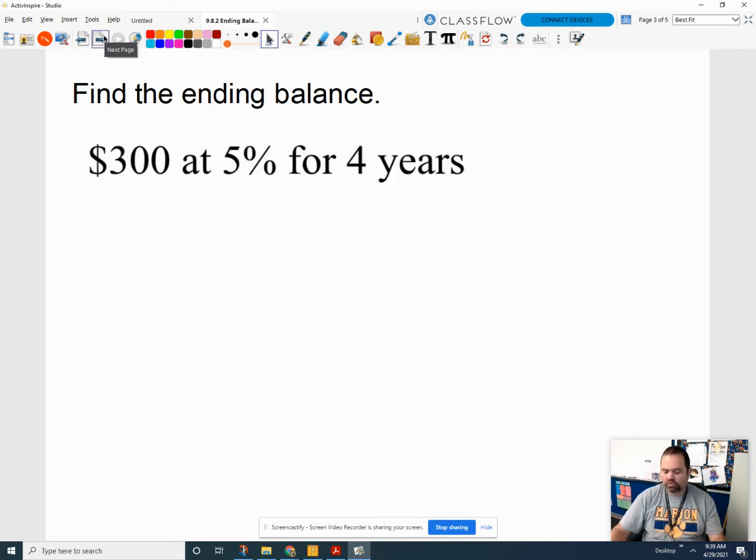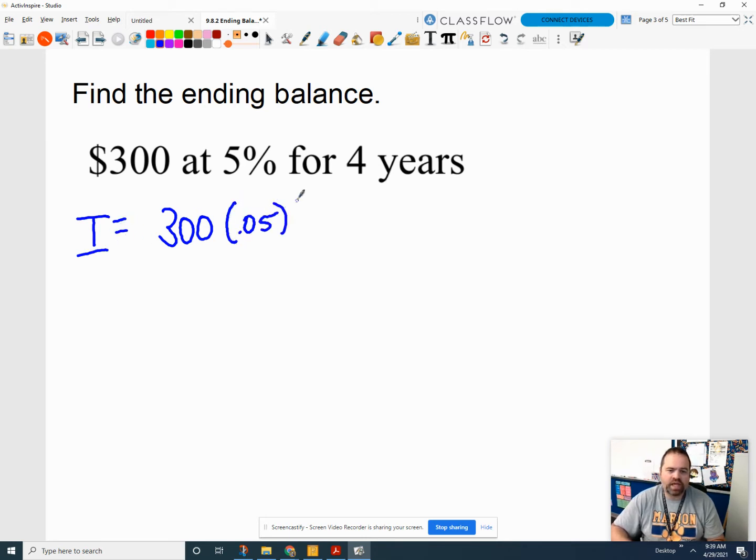Okay, so real straightforward. First one here, we're going to put $300 in an account. So that's our principal. We're going to calculate the interest: our principal times our rate, 0.05, and we're going to leave that alone in the account for 4 years. So that's going to yield $60 in interest.